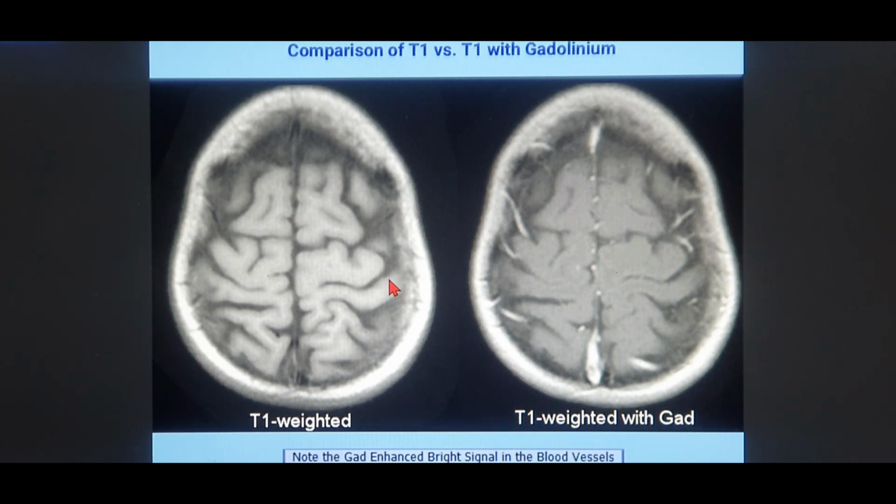If you're given a scan of T1, a normal T1, you will see all those features which I spoke about some time back. But if it's a T1 post contrast, you're going to see all the blood vessels flaring up. So that's the main point you have to remember. All the features are going to be the same, except for the fact that there's an additional hyperintensity in the blood vessels because of the bright signal with the gadolinium.